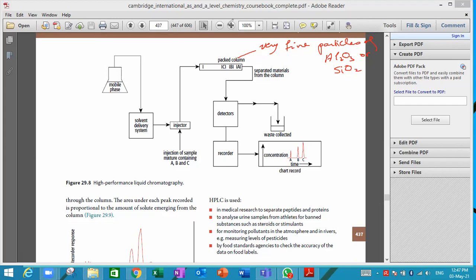Okay, so we are going to fill this tube with these very fine particles of alumina or silica, and we are going to pass our mixture through this column in order to be separated, using alumina or silica as the stationary phase. And usually we are also going to use an organic solvent as the mobile phase. The mobile phase is an organic solvent.